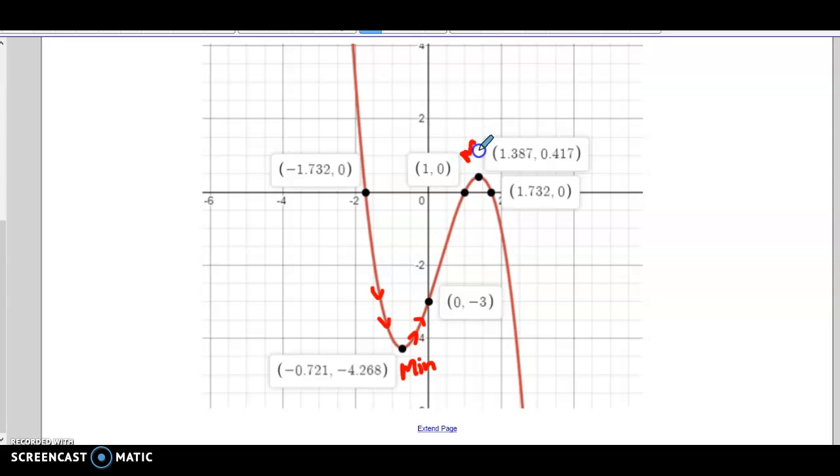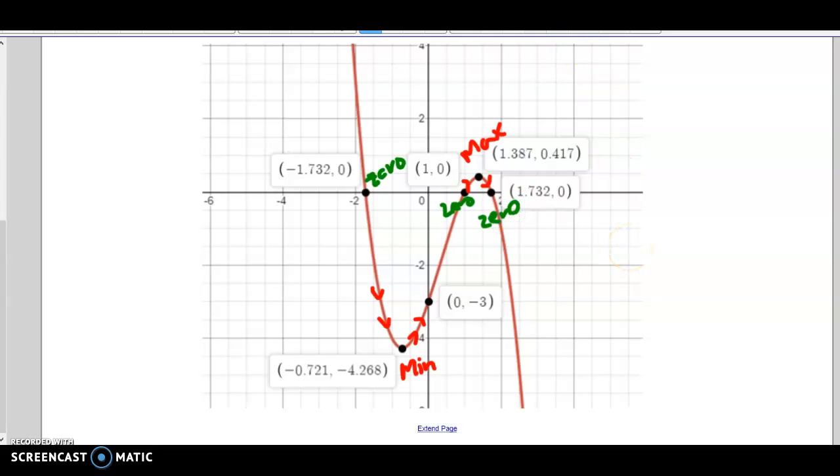A maximum, so here's a maximum at 1.4.4 because the function changes from going up to going down. So that's a maximum. And then the zeros, here's a zero or an x-intercept. Is where it crosses the x-axis. And then I have two more zeros here. Sorry for my handwriting. And here's another one.